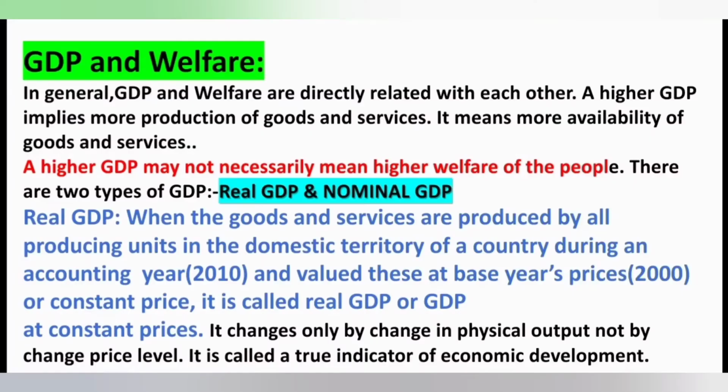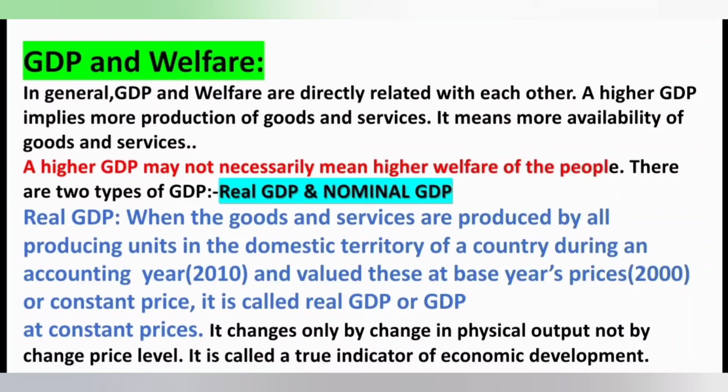GDP and welfare, they are directly related with each other. A higher gross domestic product implies more production of goods and services. It means that more availability of goods and services is there in a country. A higher GDP may not necessarily mean higher welfare of the people.